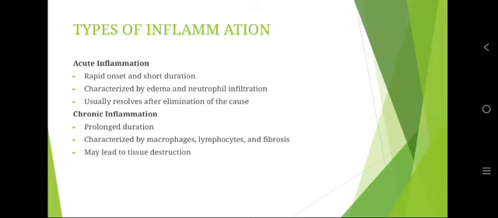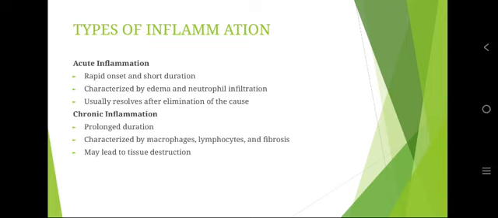Inflammation is classified into two main types, that is, acute inflammation and chronic inflammation. Features of acute inflammation are rapid onset and short duration of action. Mainly it involves neutrophils. The characteristics of acute inflammation are redness, heat, swelling, pain, etc. Examples of acute inflammation are injury, bacterial infections, etc.